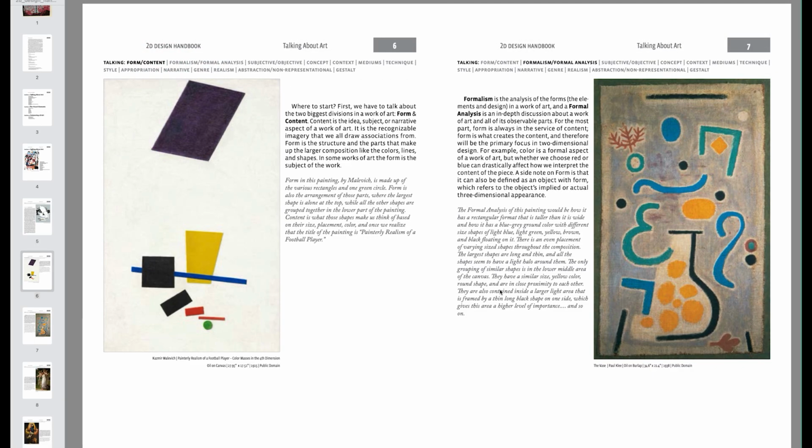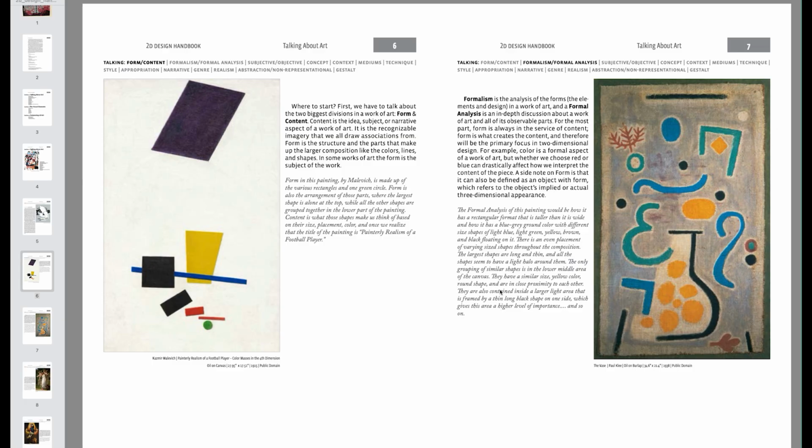So first, we have to talk about the two biggest divisions in works of art. There's form and content. Content is the idea, subject, or narrative aspect of a work of art. It is the recognizable imagery that we all draw associations from. Form is the structure and the parts that make up the larger composition, like colors, lines, and shapes. In some works of art, the form is the subject of the work itself.